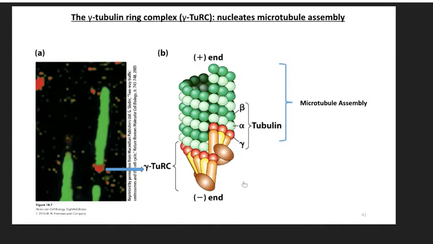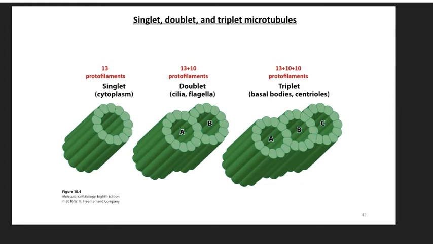Here we discussed the gamma tubulin ring complex, where gamma tubulin is involved. So alpha, beta, and gamma: here are the gamma tubulins at the end. These red structures are gamma tubulin, but they are present only at the beginning, not at the end. Okay, this is important in terms of where they are found.